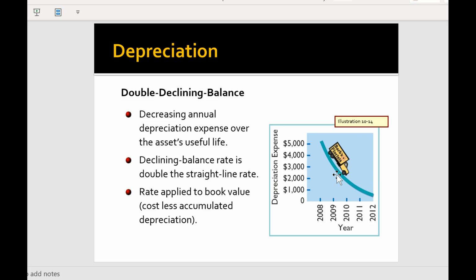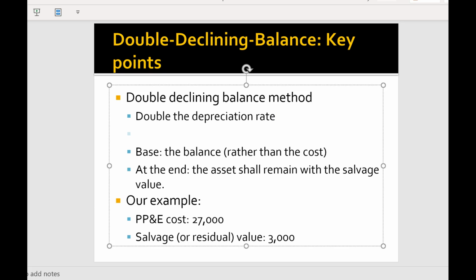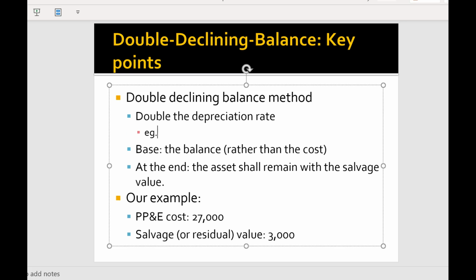So we only introduce one type of accelerating method, which is called double declining balance method. The key of double declining is that we are trying to use a depreciation rate that doubles the straight line depreciation rate. So when we are doing the double declining, we double the depreciation rate compared to the straight line depreciation expense. For example, straight line basically the rate would be 1/6, right?